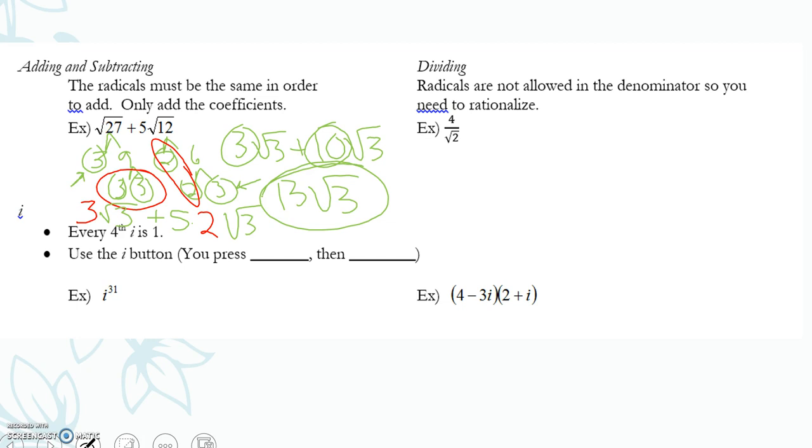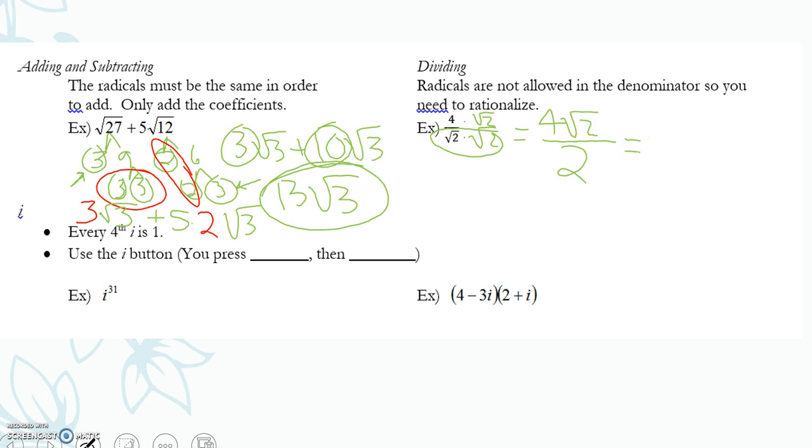Next is dividing. So, for dividing, what I do is I cannot have a radical in the denominator. So if that is the case, then what I do is I rationalize. So to rationalize, I multiply by the same radical on the bottom to the top and the bottom. So in the top, since 4 is on the outside, it's going to remain on the outside, square root of 2. On the bottom, I said before that if you have the same radical multiplied together, that's a double, so it comes out of the radical.